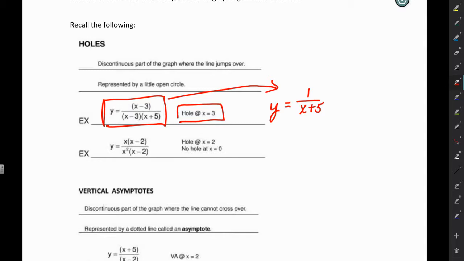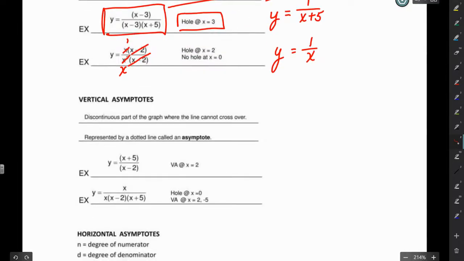Now, for the next example, we would be able to cross off x minus 2. We would also be able to cross off one of the x's. So we'd have a 1 up here, and we'd have an x here. Our new equation would be y equals 1 over x. So we'd have a hole at x equals 2, and we would not have a hole at x equals 0 because we still have the x remaining in the denominator. The next thing you need to remember is vertical asymptotes.